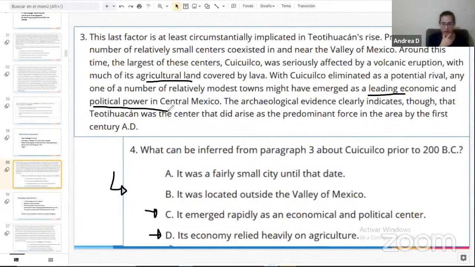Oh, okay. I wasn't expecting that. Okay, I see. So you're saying Cuicuilco was the one that emerged rapidly as an economic and political center, but then when it was eliminated, the other cities took its place. Okay, all right, I see what you mean. I really hadn't thought of that.